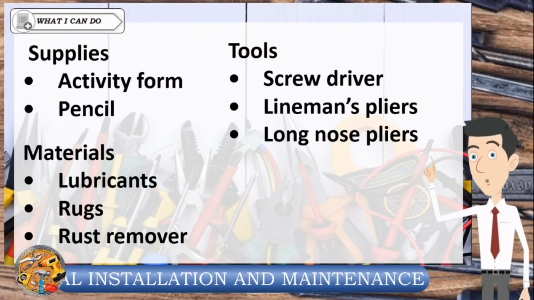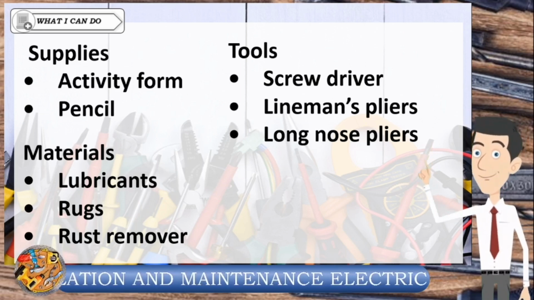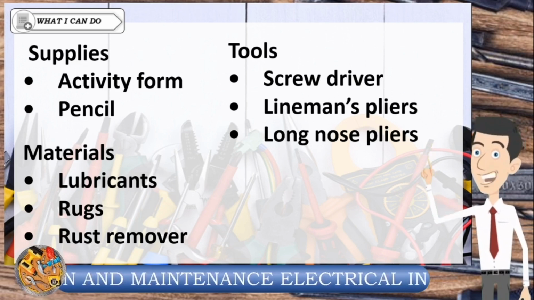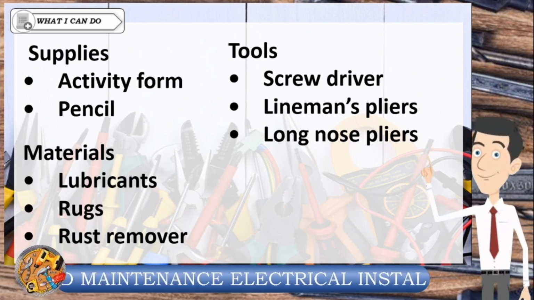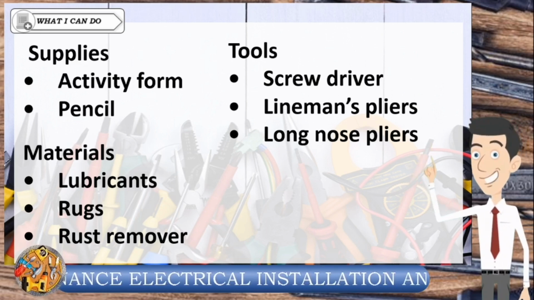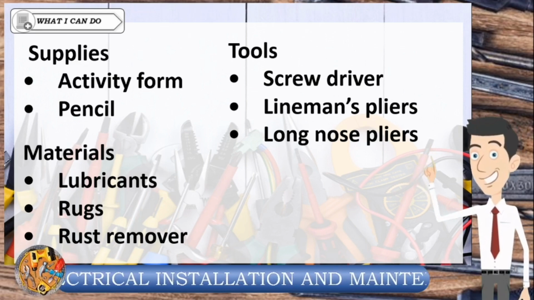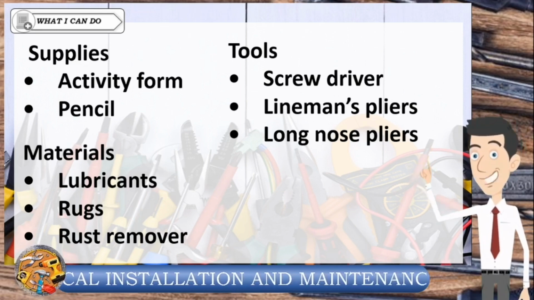We need to prepare the following: supplies, activity form, and pencil. For materials, we need to prepare the lubricant, rag, rust remover, and for the tools, we need to prepare the screwdriver, lineman pliers, and long nose pliers.